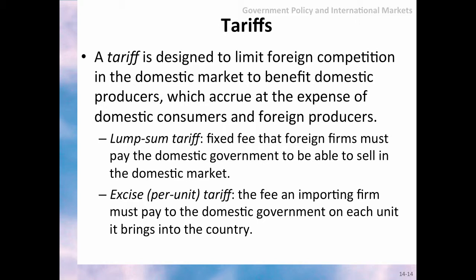These, of course, are topics of international trade that are not covered in managerial economics, but I thought it important at least to mention them.